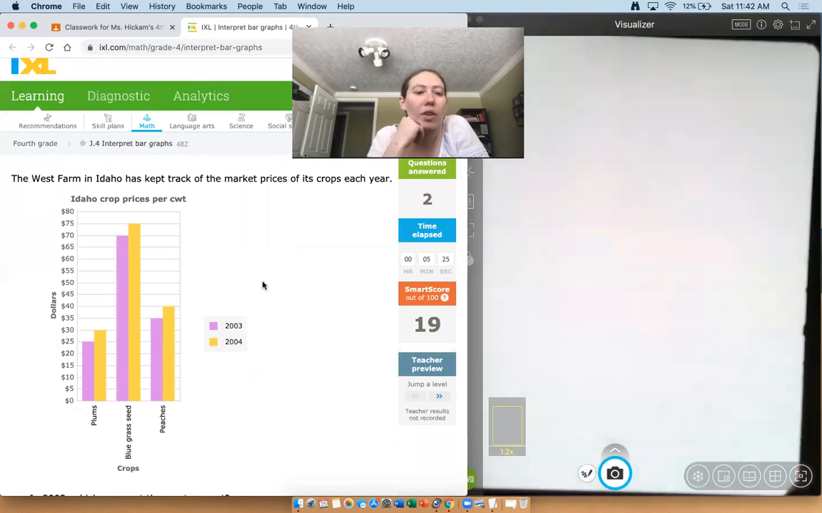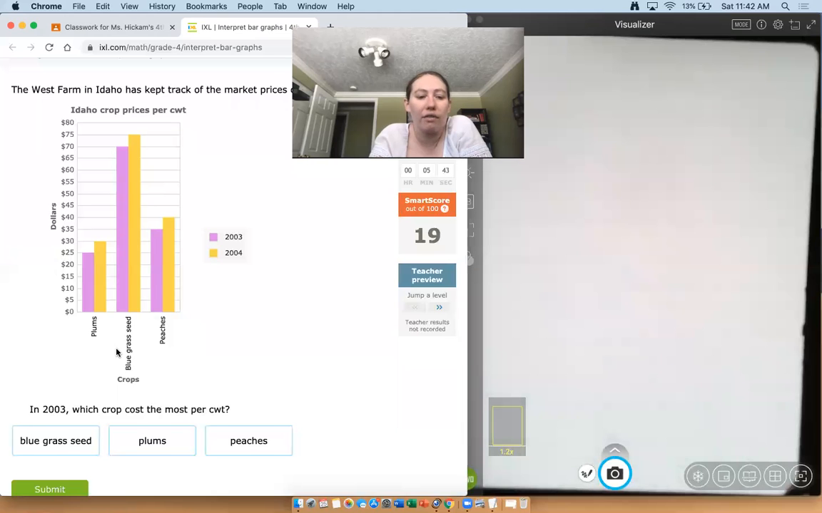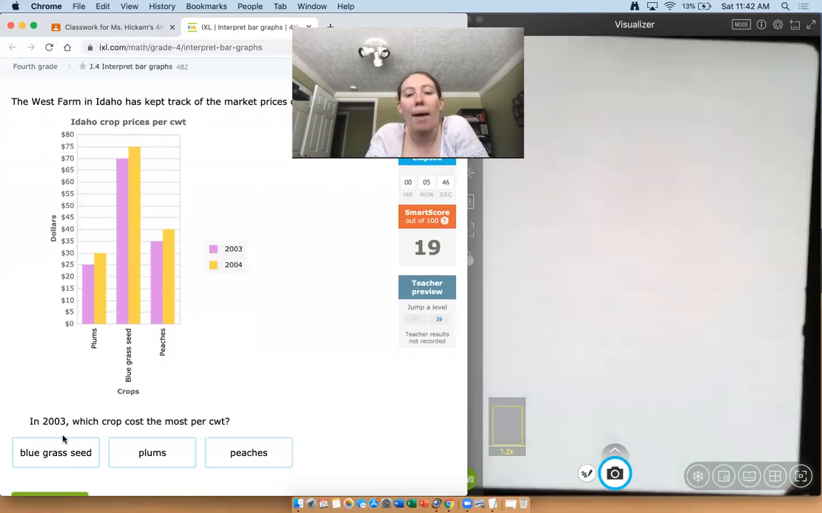All right, so the West Farm in Idaho kept track of the market prices of its crops each year. Well, that's smart. So it has the crops down at the bottom, and then the prices on the side in dollars. And then it has the different years, so 2003 and 2004. So now it asks a question about the table itself. In 2003, which crop cost more per CWT, which is what we were told. All right, so in 2003, so I'm looking at the purple data, which crops cost the most per?